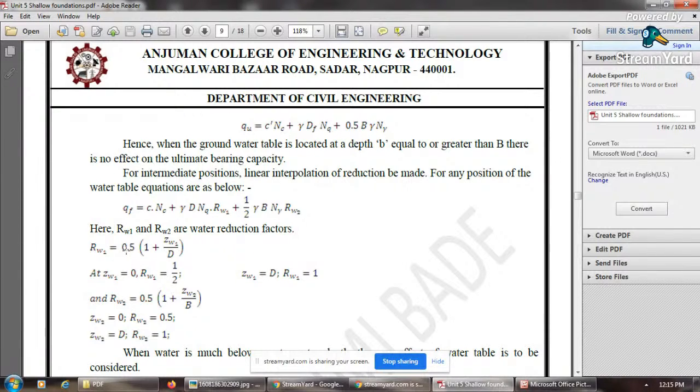That will be given by Rw1 equals 0.5 (1 plus Zw1 upon D). At Zw1 equals 0, Rw1 equals half. And if Zw1 equals D, then Rw1 will be equal to 1. Now Rw2 equals 0.5 (1 plus Zw2 upon B). If Zw2 is 0, Rw2 will be 0.5, and if Zw2 equals B, Rw2 equals 1. So this is the condition.